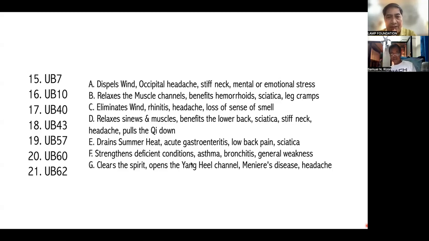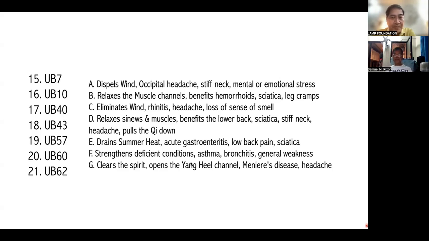Number 16, Bladder 10. For my Bladder 10, dispel wind, occipital headaches, stiff neck, mental or emotional stress. Letter A po sa akin. Letter A. Good, correct.